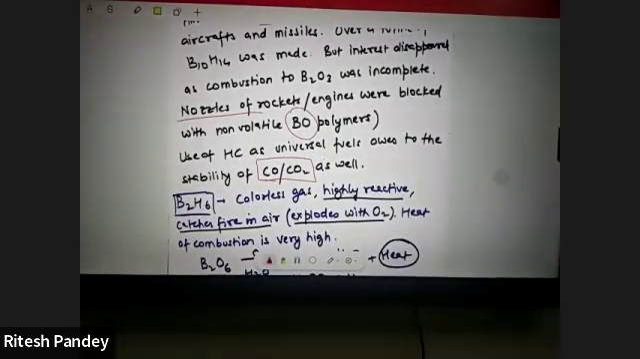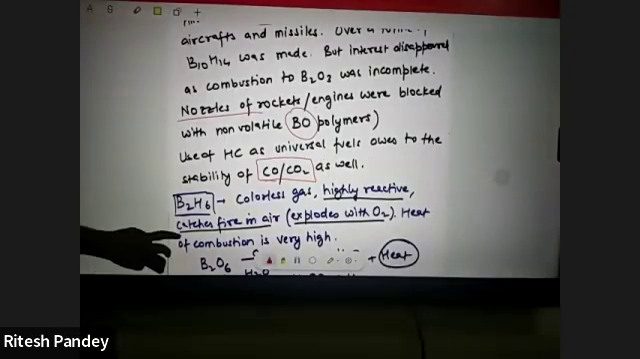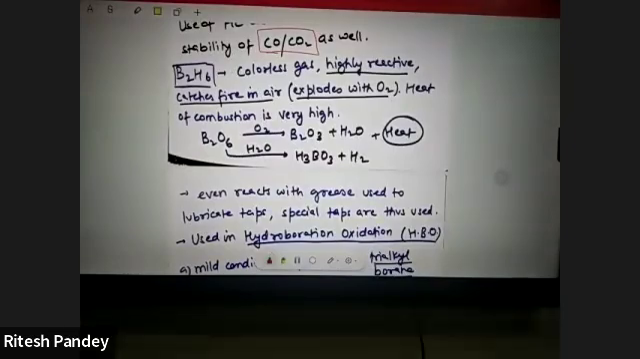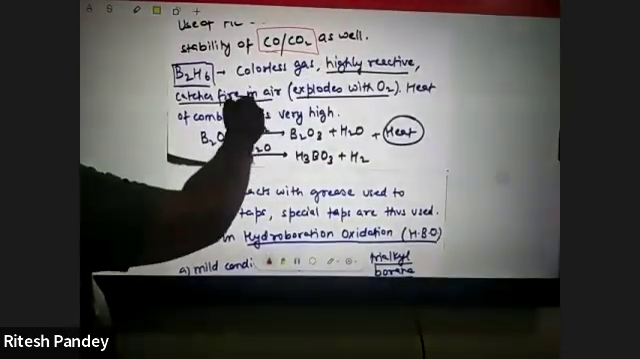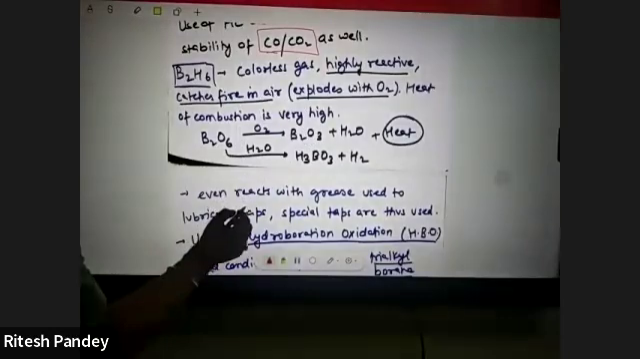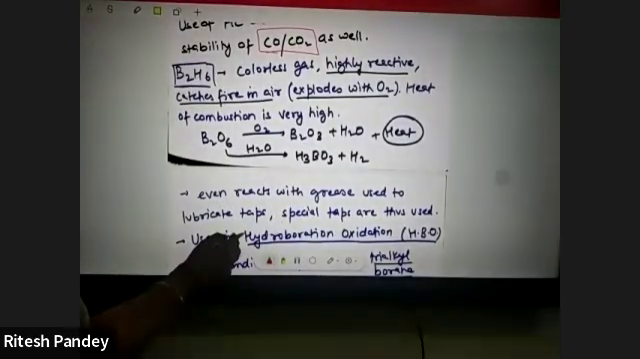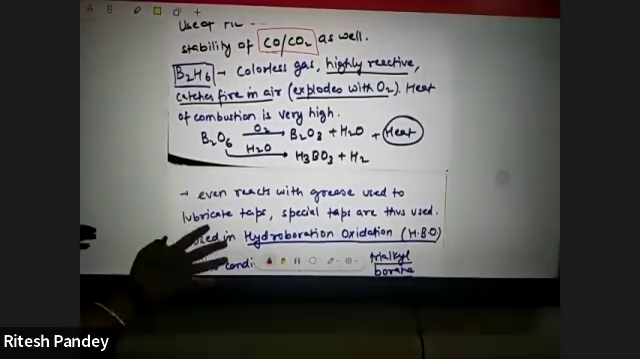But at the end of the day, what we know is burning borane is very, very exothermic. It is a colorless gas, highly reactive, catches fire in air. There are special taps meant to store B2H6.